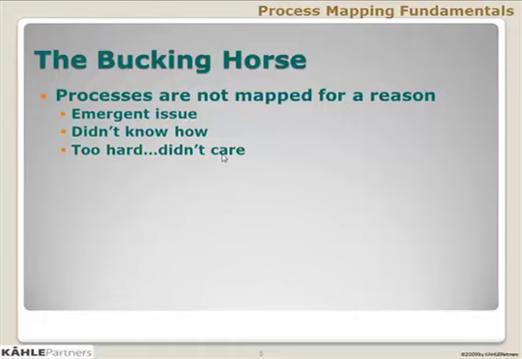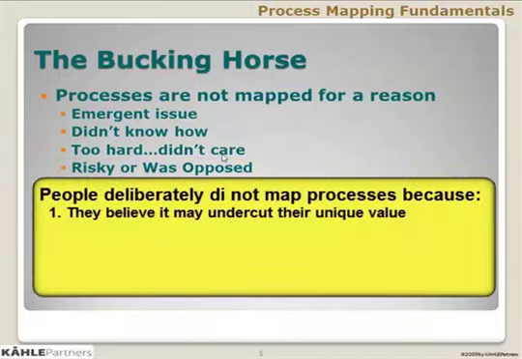Which brings us to the fourth reason processes aren't mapped. It's either too risky to do so, or the mapping of the process is actively opposed. Sometimes folks won't map their processes because they feel that their knowledge of the process is what makes them indispensable, and that documenting the process will make them vulnerable to replacement. And that may or may not be true, but people can believe it.